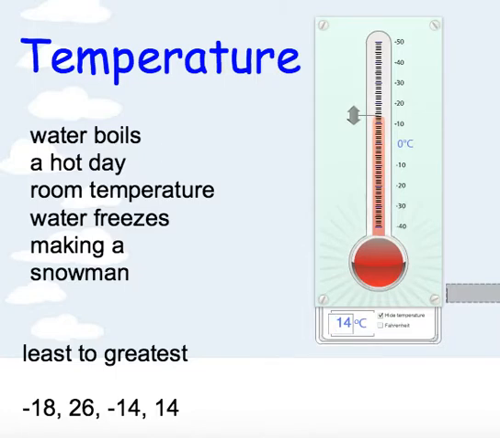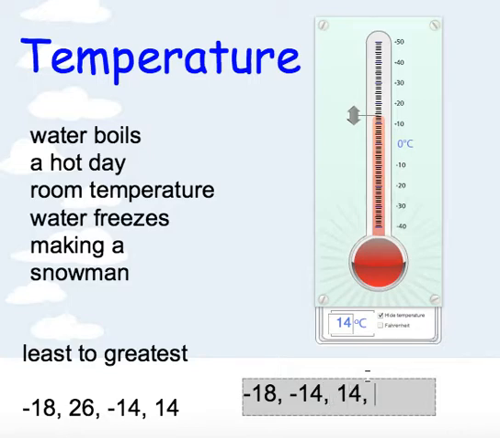So when I go from least to greatest, I would know that -18 degrees Celsius, followed by -14 degrees Celsius, followed by 14, followed by 26. This would be in order from least to greatest. When I plug in, I can see it just slowly rise. So from very, very cold to still cold to kind of warm to hot is what we're looking at.